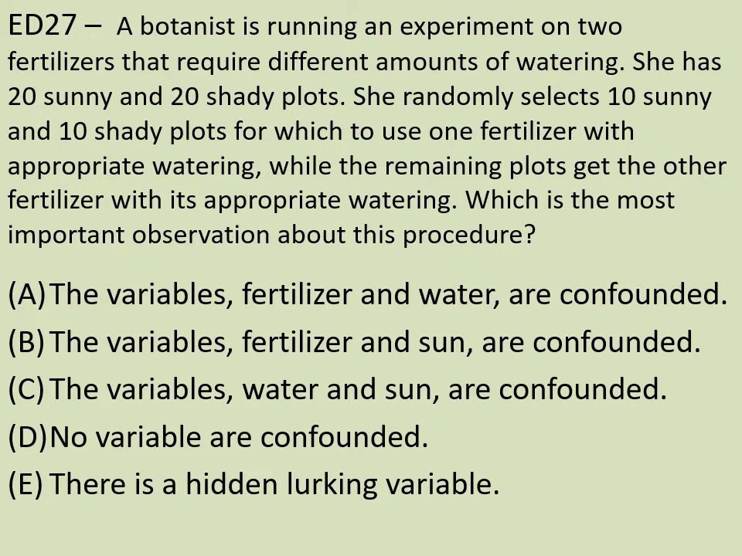ED27. A botanist is running an experiment on 2 fertilizers that require different amounts of watering. She has 20 sunny and 20 shady plots. She randomly selects 10 sunny and 10 shady plots for which to use 1 fertilizer with appropriate watering, while the remaining plot gets the other fertilizer with its appropriate watering. Which is the most important observation about these procedures?